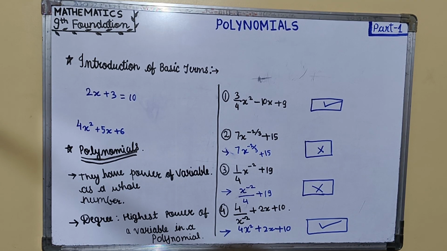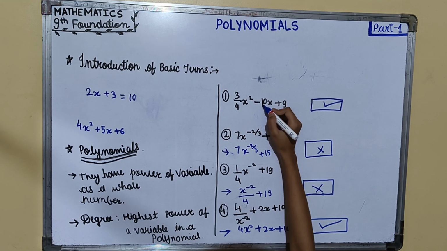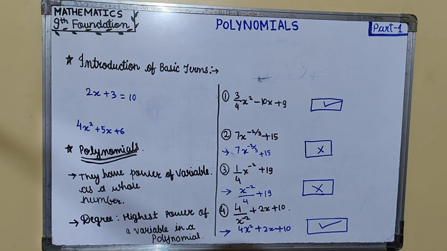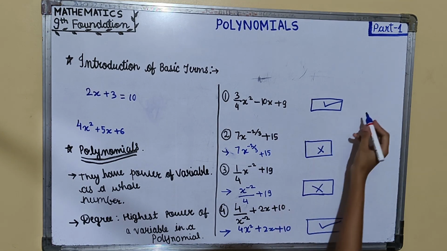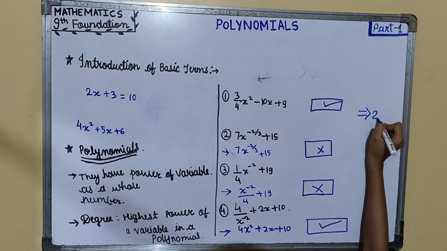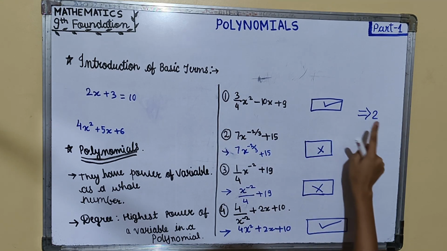Now, to understand this highest power better, we will take the degrees of these examples. We'll find the degree of the polynomials, because those which are not polynomials, we can't find their degrees. Over here the variable is x, and the highest power: in this term the power is 2, in this term the power is 1, and this is the constant. So the highest power would be 2. So degree of this whole polynomial is 2.